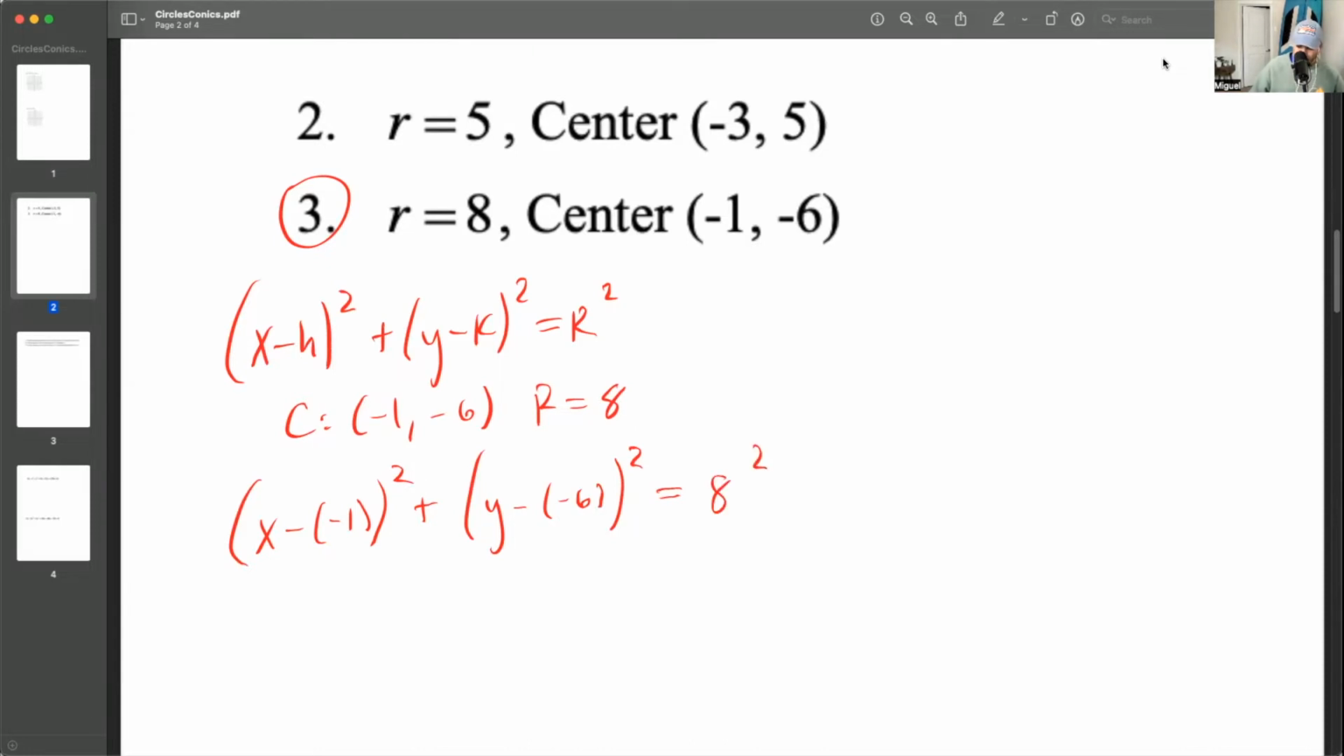Now let's go ahead and simplify. In both of the parentheses, there was a minus. So now we can go ahead and write it as (x + 1)² + (y + 6)² = 64.